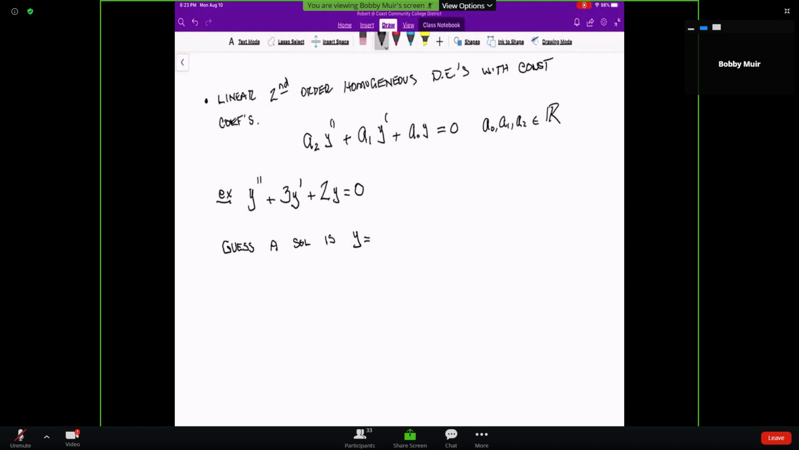Okay, so if we guess that y is equal to maybe some power of x, x^m, then y' would be m x^(m-1), and y'' would be m(m-1) x^(m-2). All of these exponents are different. So if I plug them in, there's no way that this could work. Okay? So back to the drawing board. Bad guess. Next guess.